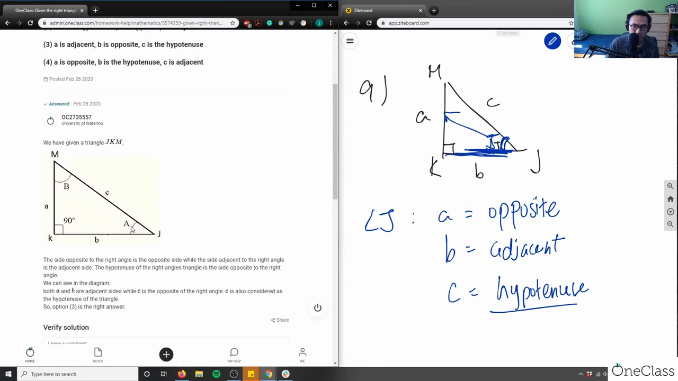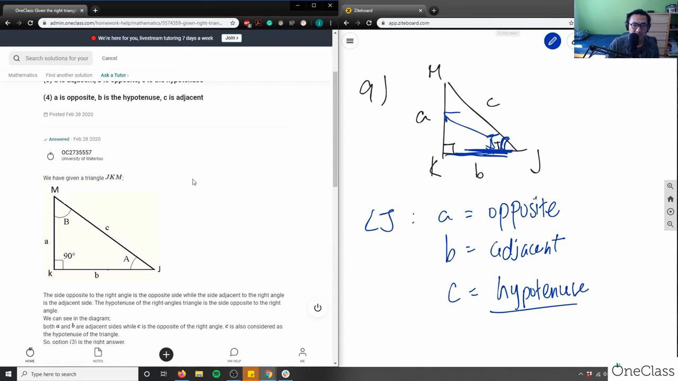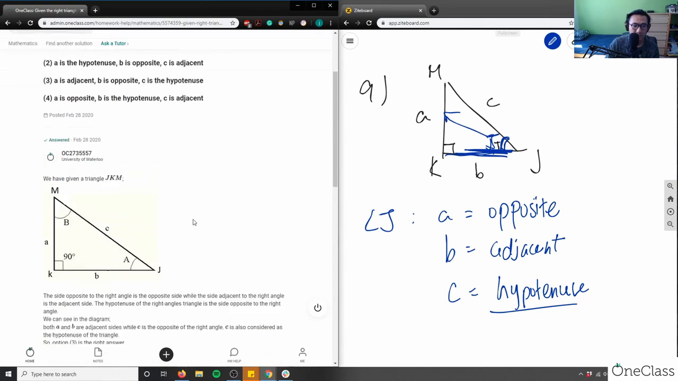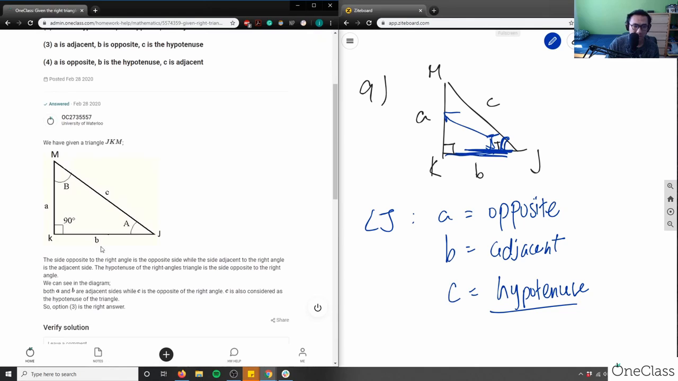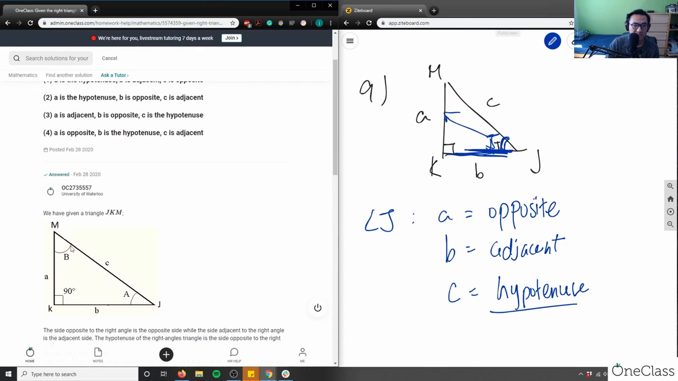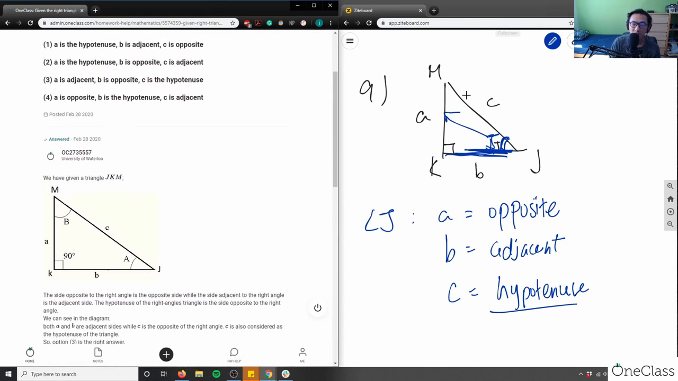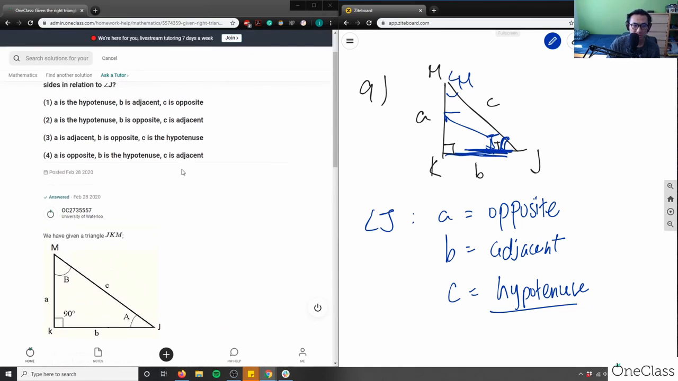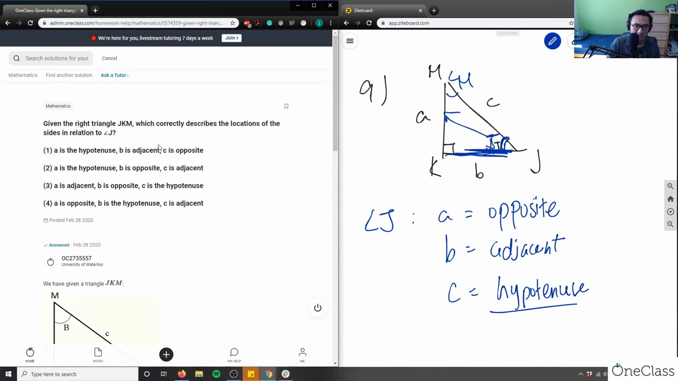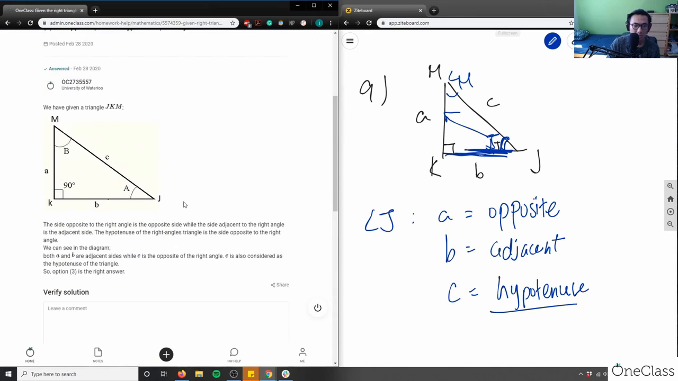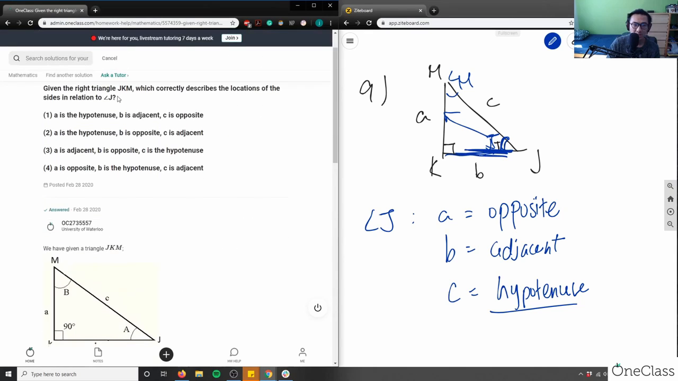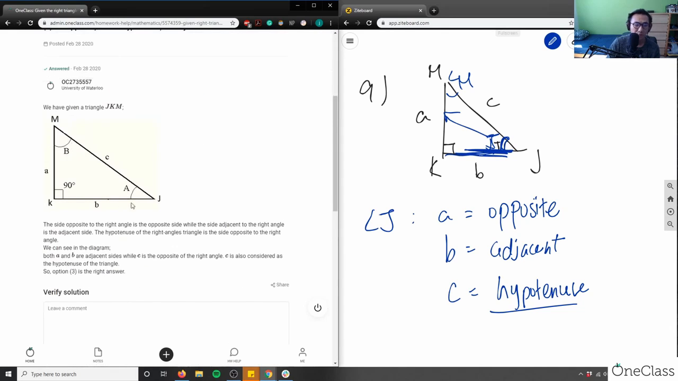So according to angle J, A is the opposite, but they're saying B is the opposite here. So maybe is this angle J here? Because B is the opposite, A is adjacent, and C is hypotenuse. But this is angle M here. So I don't know what they're asking here. None of these solutions are correct for angle J. I think they either misread the question or solved for a different angle.